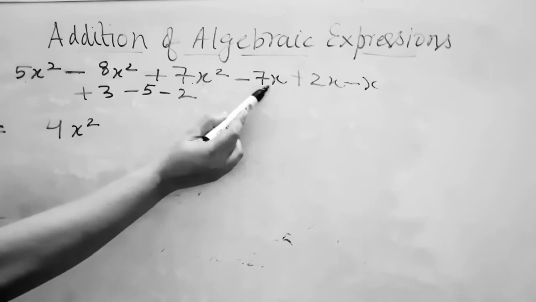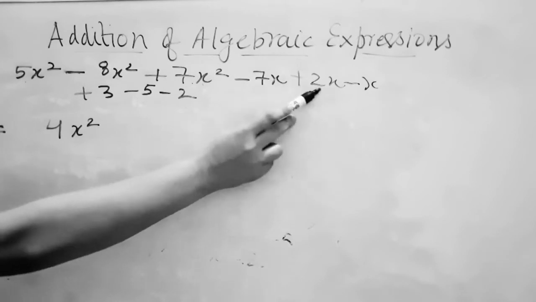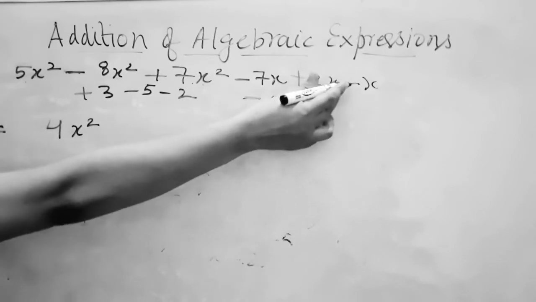So minus 7x plus 2x: plus minus minus, take the sign of the greater number. 7 minus 2 is 5, so minus 5x. Now what is remaining over here? Minus 5x and then this minus x.